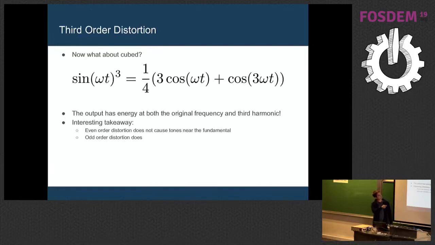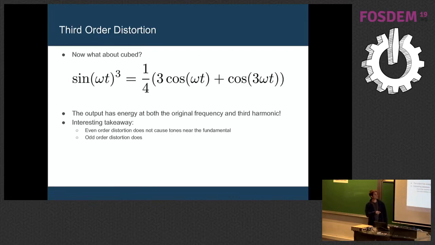Cubed, we're getting a term that's at the fundamental frequency and at the third harmonic, at 3 times the fundamental. So that's an interesting takeaway. Our third order distortion is actually contributing back power on our original frequency. There is going to be a phase term to this later. So we're causing phase distortion on our fundamental signal due to these nonlinearities.